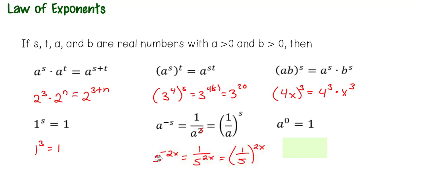So an example would be 5 to the negative 2x. So it would be 1 over 5 to the 2x, or 1 over 5 taken to the 2x power.